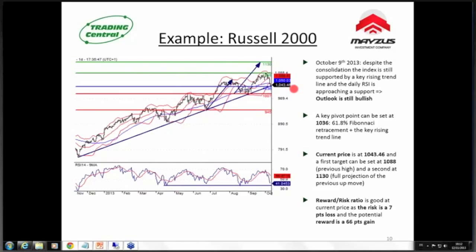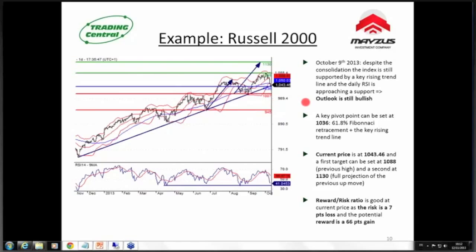We are on October 9th. You can see that despite the consolidation, the index is still supported by a key rising trend line drawn from November 2012. At the same time, the daily RSI is approaching a support. So we have several bullish arguments to say that the outlook is bullish, despite the consolidation we can see just there. So the traders, the investors, should look to enter a long position on the Russell 2000.